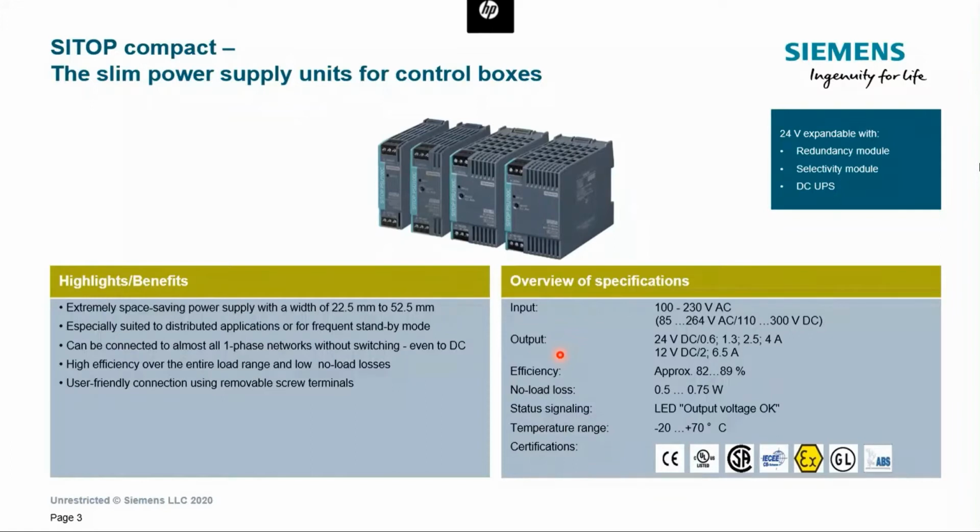The basic power supplies have actually three different models, and as we go on, you will see distinctive features between the basic range, the standard range, and the advanced range. So for the basic power supplies, we have three models. The first one is the SITOP Compact. SITOP Compact is specifically designed for space-saving applications.